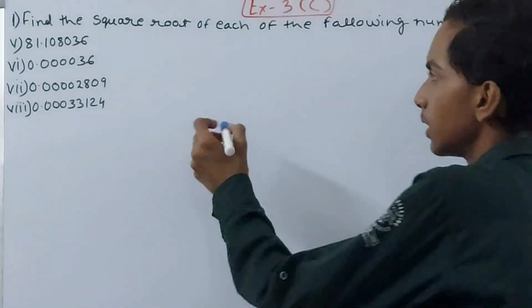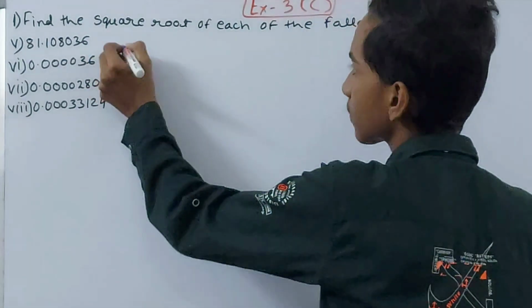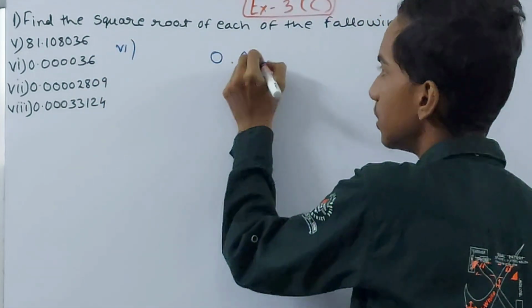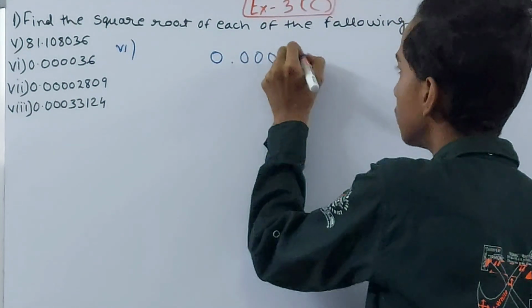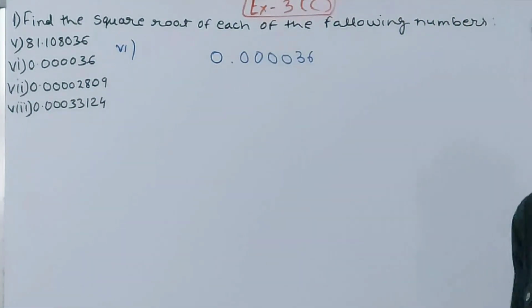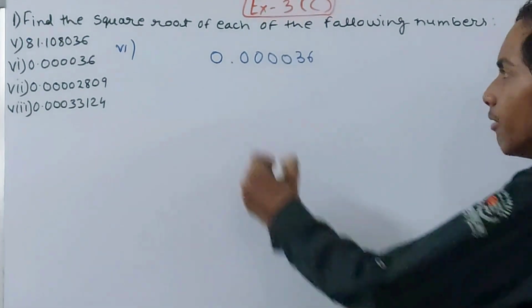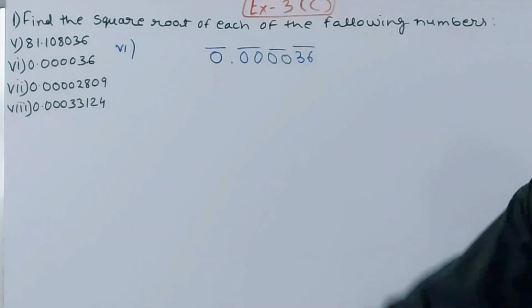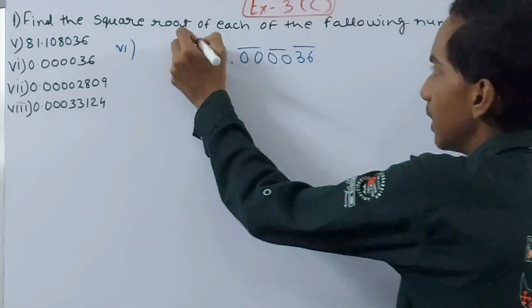Next one is what? Here we have 0.000036. So this number we have here, and you can see we'll make the pairs, this 0, this 0, 0, 0, like this. Let's now find the square root.